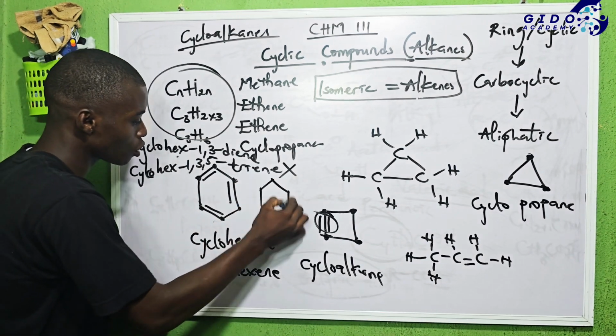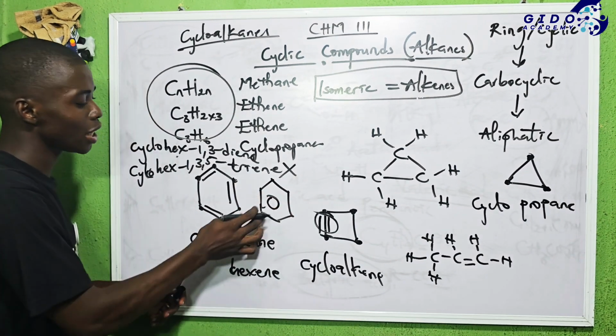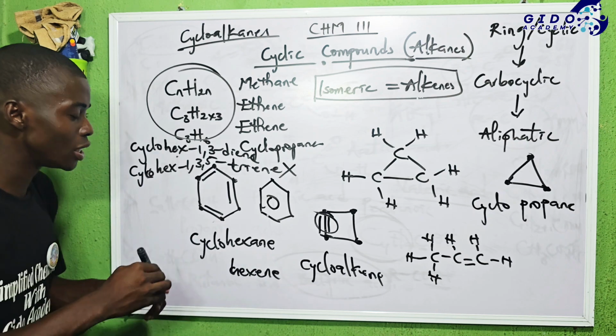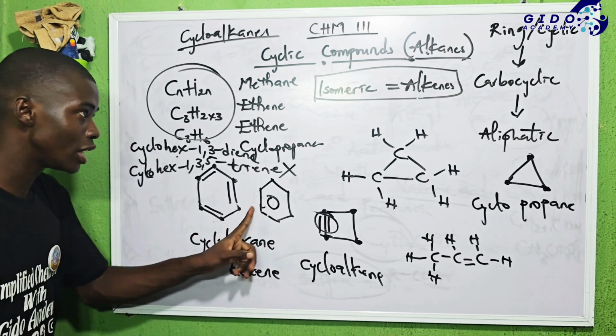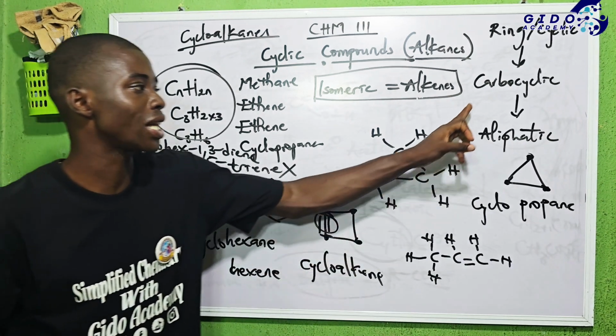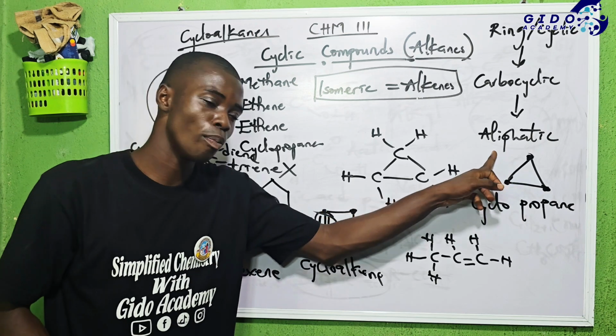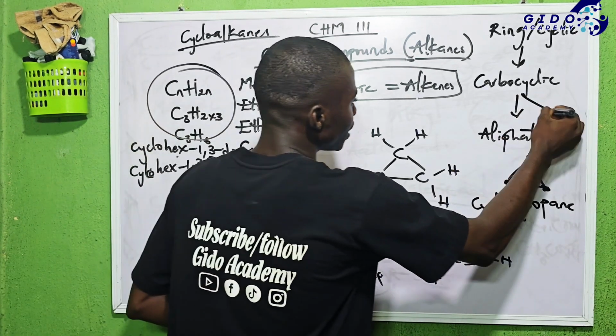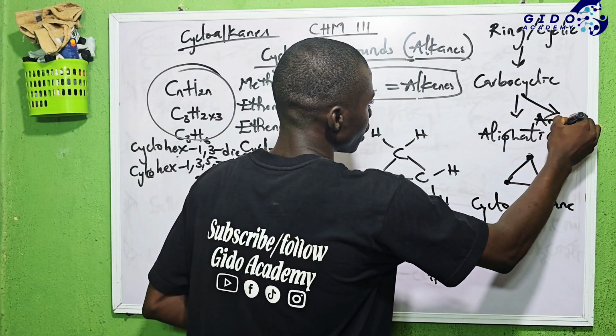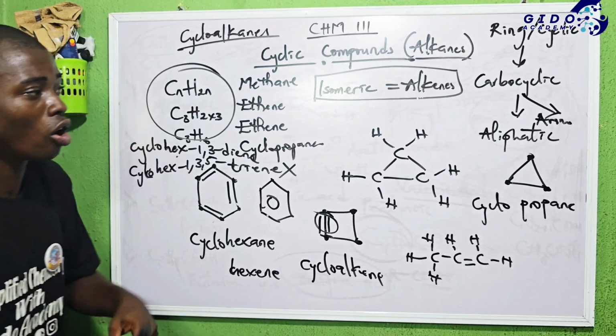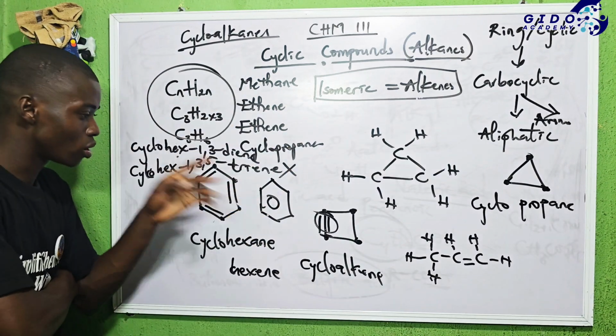Or you can also have something like this. So you draw something like that, you draw something like this. But please take note, this one and this one here, they are carbocyclic compounds, but they are not aliphatic compounds. So you call them what? Aromatic what? Compound. Like what I said, carbocyclic compounds can be divided into aliphatic or what? Aromatic compounds. So that's what you should take note of.